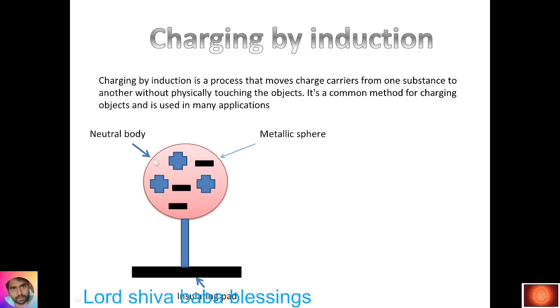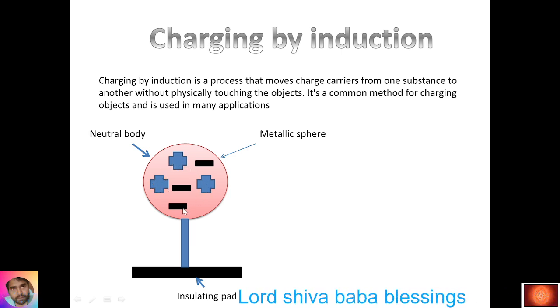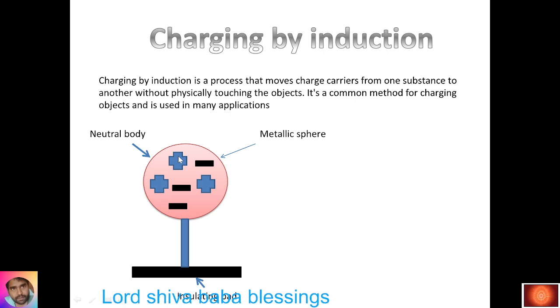Now this metallic sphere is neutral. How can you say that this is neutral? We just need to count the number of positive charges and negative charges. Here there are 3 positive charges and 3 negative charges. Since the number of positive charges is equal to the number of negative charges, this acts as a neutral body.